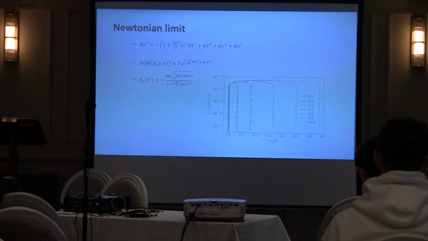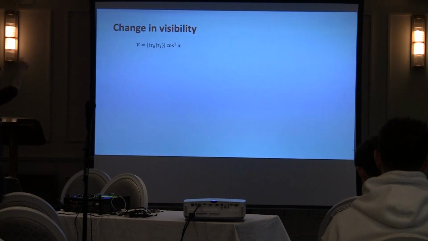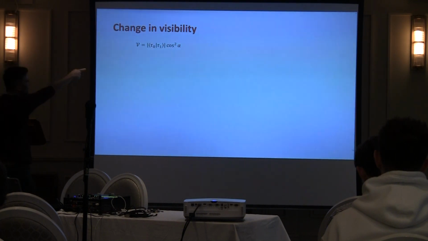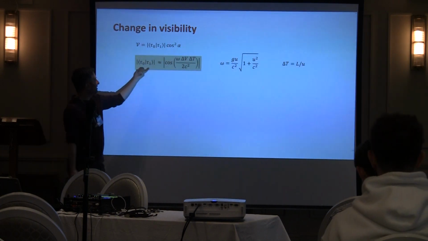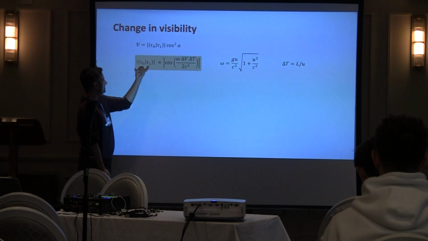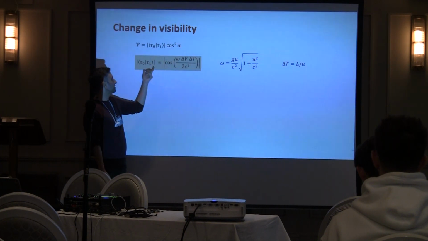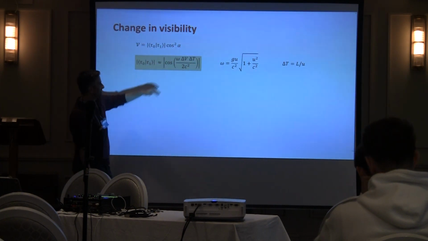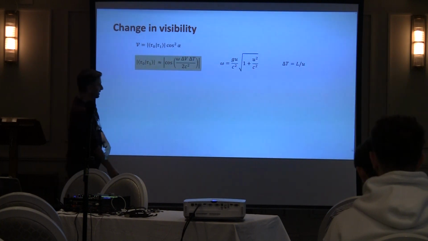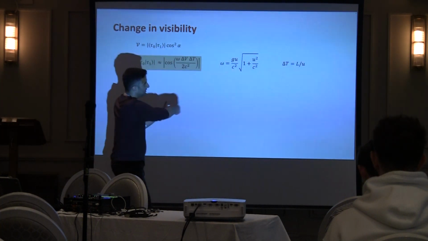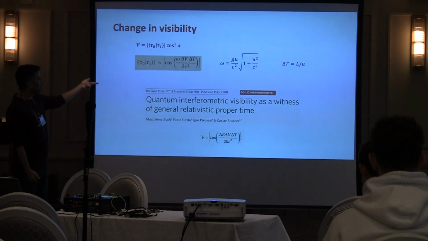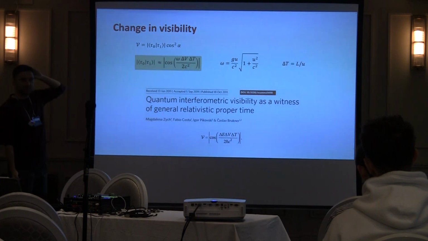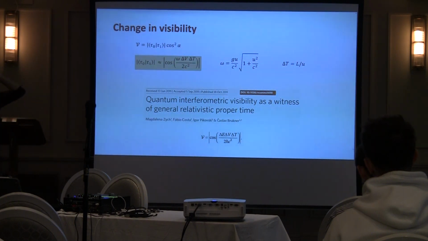But then, okay, since I'm here, I can talk about changing visibility. And the visibility will be given by this expression. And in the Newtonian limit, that's how I can write this, doing some approximations. I can write this as this cosine, and again L is the horizontal length. And then we can see that this expression is similar to the one that Magdalena obtained and was already mentioned here a few times in this conference.